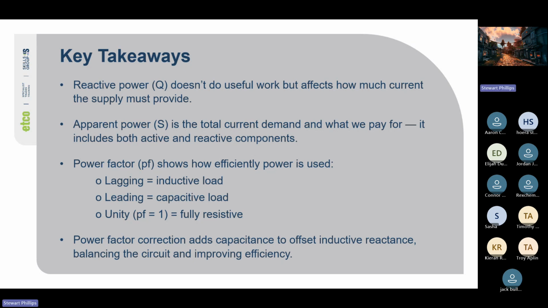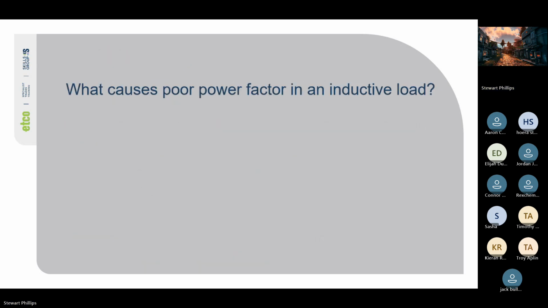Cool. So we'll just finish off with a few questions and then we will call it a night. So, what causes poor power factor in an inductive load? What about the inductive load causes the poor power factor?